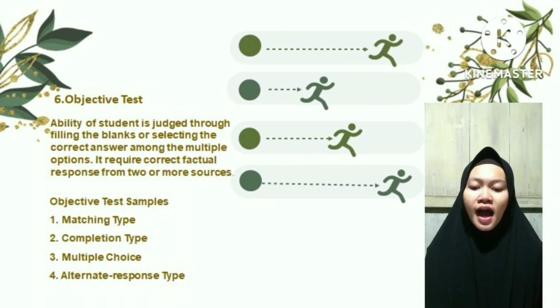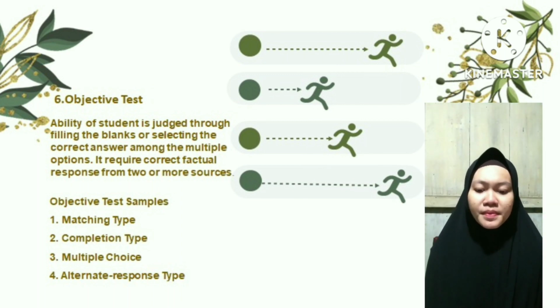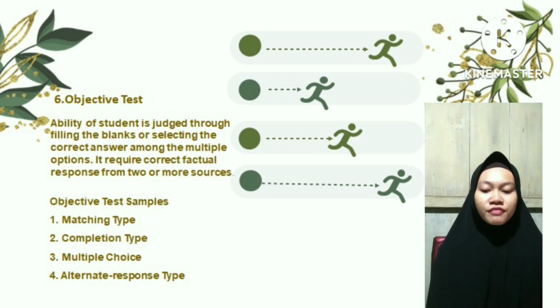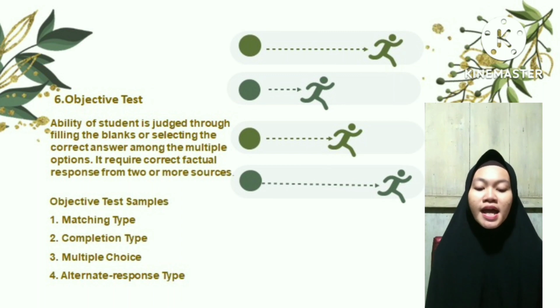The fourth, alternate response type. Binary choice: a statement is either true or false, or modified true or false. There are advantages of alternate response. First, true-false items can cover a wide range of difficulty levels. And then, these require less time to answer and are easily graded and scored.